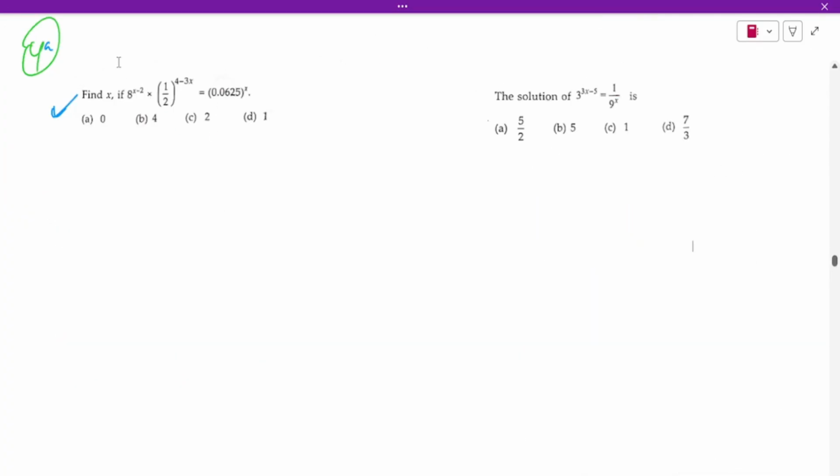Let's try to solve this question number 4a. I hope you all have done correctly. So let's go through the solution for this question.